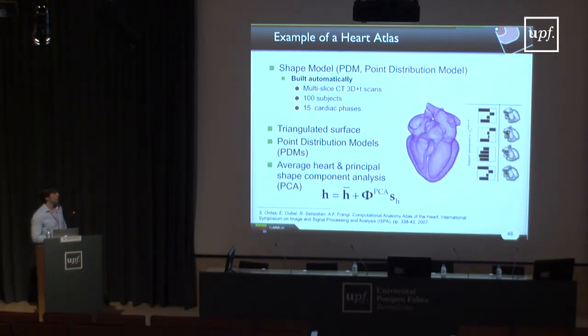Okay? This is built from 100 subjects in 15 cardiac phases of the cardiac cycle. This is a point distribution model of the heart that basically corresponds to the average heart. With this, we have something interesting, which can be very useful for simulation, and that is that we have an average representation of the heart, and then providing weights to this vector, we can obtain new hearts.